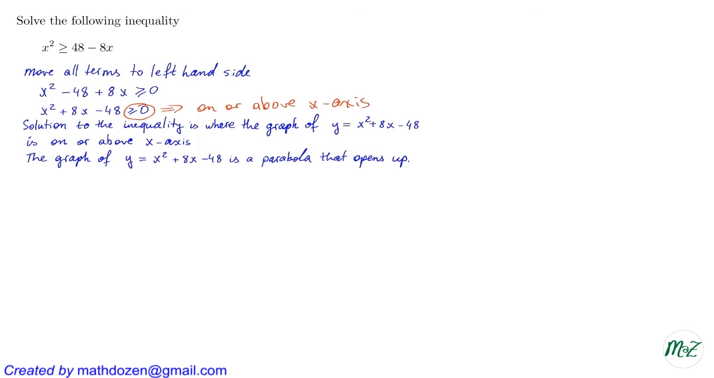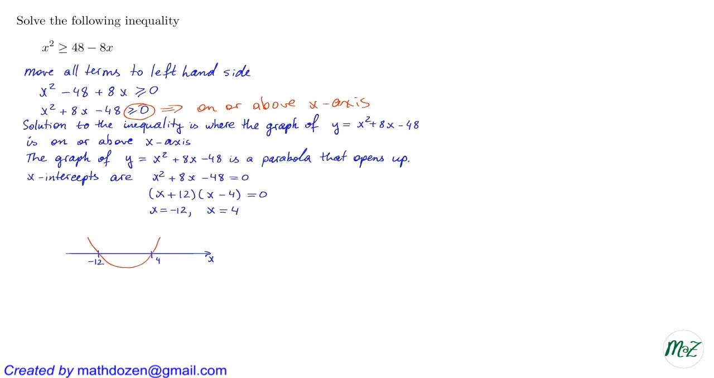All that we need to figure out are the x-intercepts. To solve for the x-intercepts, you set x squared plus 8x minus 48 equals 0. That factors into (x plus 12) times (x minus 4) equals 0. You get two solutions, x equals negative 12 and x equals positive 4. So we're going to be drawing a parabola that opens up and has those two x-intercepts. Those are the two x-intercepts.